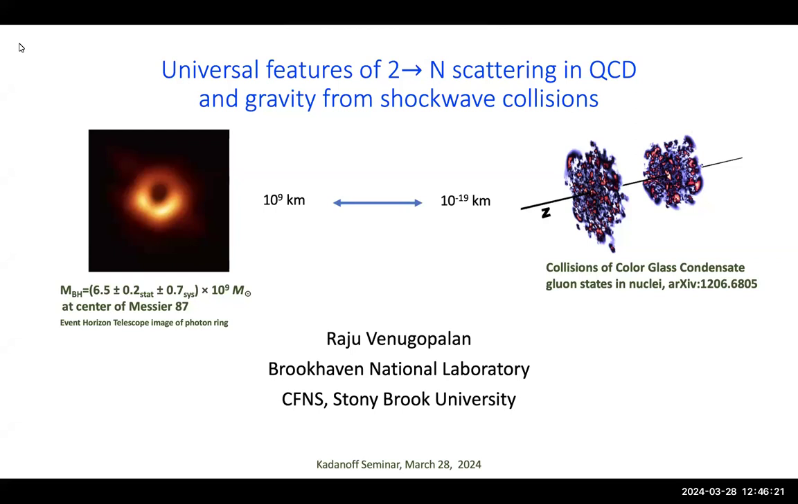Raju Venugopalan, visiting us from Brookhaven, will give us a talk. He was an undergrad. That Brookhaven National Lab, then his research has been planning. Today he is going to tell us about two-to-n scattering in QCD from gravity.